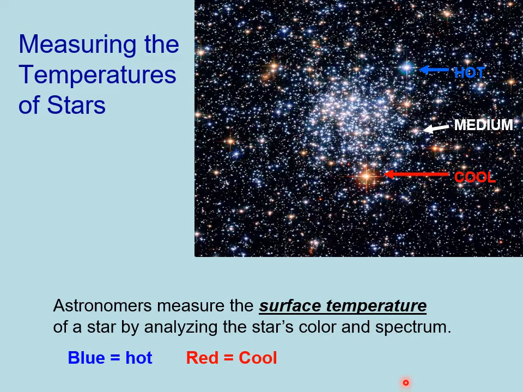spectrum. So without going into a lot of the details here, remember just the basic thing is that red is cool and blue is hot. So in this star cluster here, we see this reddish star here would be relatively cool. This blazingly bright blue star here is hot, and then white stars or yellow stars are somewhere in the middle, would represent a medium temperature.